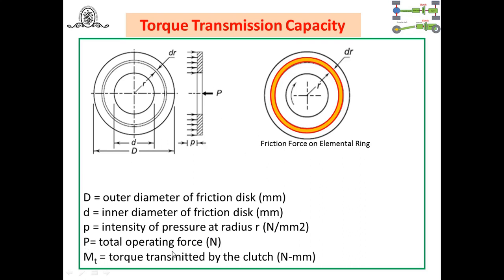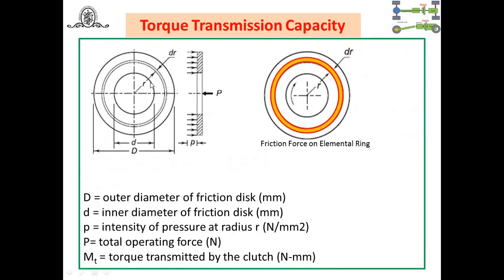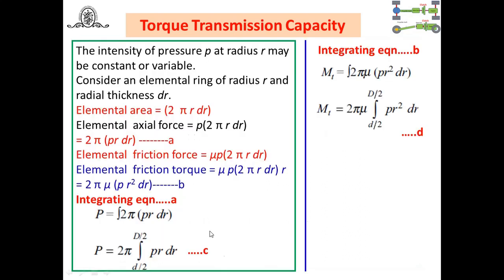Now let us consider a small elemental ring, that is dr, at a distance of r for the analysis. Now the intensity of pressure on this region from the inner diameter small d up to this portion, because the pressure which comes on this friction plate on this annular ring, you can say capital D minus small d is the annular ring where we can apply the pressure. Here the intensity of pressure p at the radius r may be constant or variable. But to make the analysis simple, for the small elemental ring we consider an elemental ring at a distance of r and radial thickness of dr.